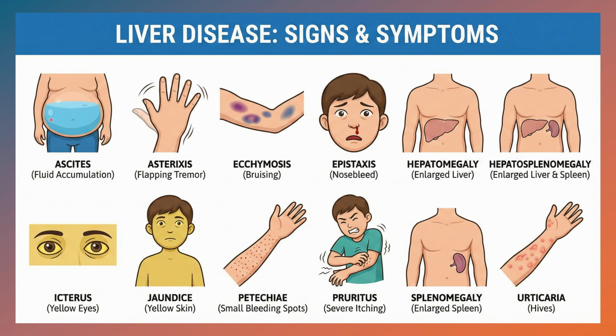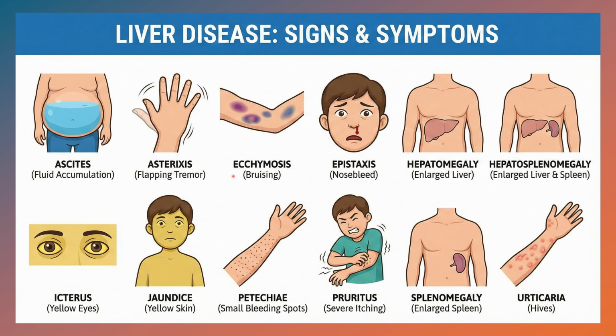Ascites, fluid accumulation in the peritoneal cavity, abdominal swelling, often due to portal hypertension from cirrhosis. The next is Asterixis, a flapping tremor of the hand when the wrist is extended. A sign of hepatic encephalopathy, seen from ammonia buildup, right?